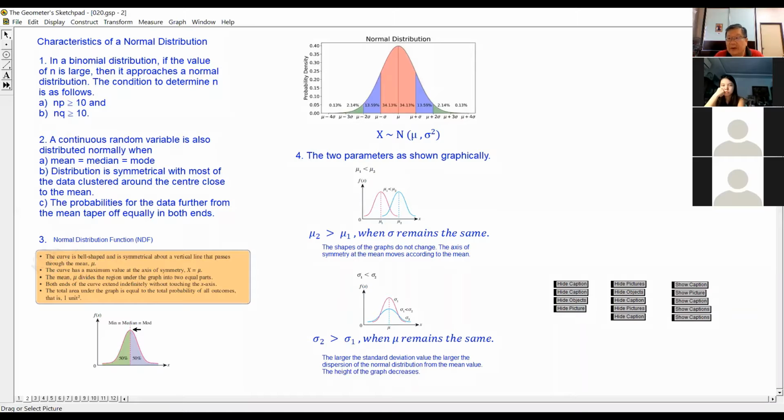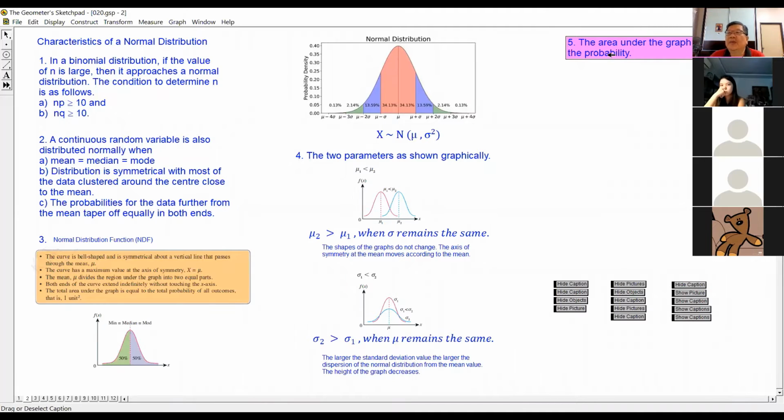The area represents the probability. So because we know the total probability is 1, the total area under this curve is equal to 1. So these are the two things that you need to know. Right, we go on to the next characteristic. The next characteristic is this one.